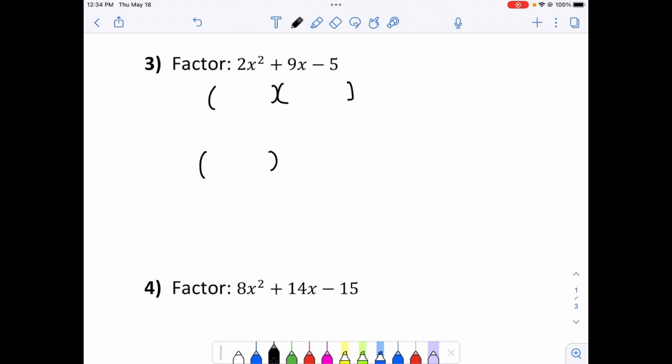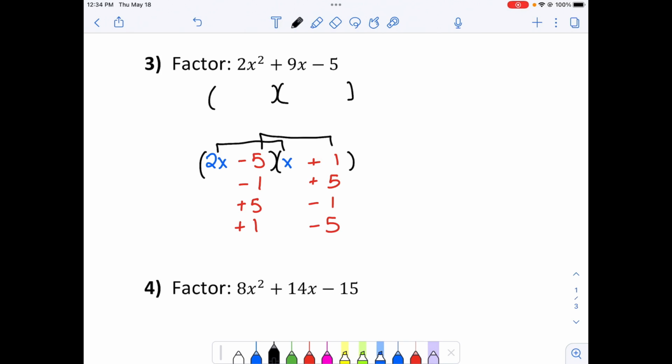So for example, we know that in order to get the 2x squared, we're going to need a 2x and an x. But then in order to get the negative 5 right here, we don't know if it's going to be negative 5 and 1, or negative 1 and 5, or positive 5 and negative 1, or positive 1 and negative 5. And so some people actually like to try out all of these.